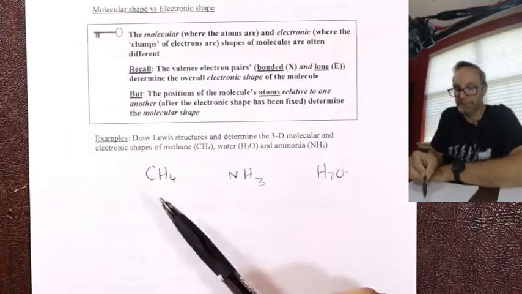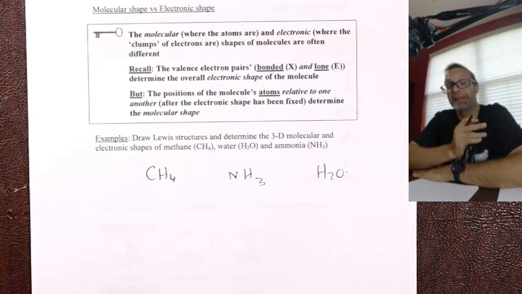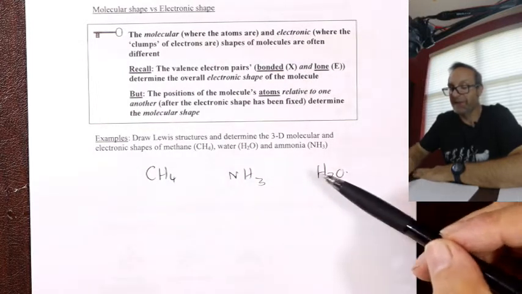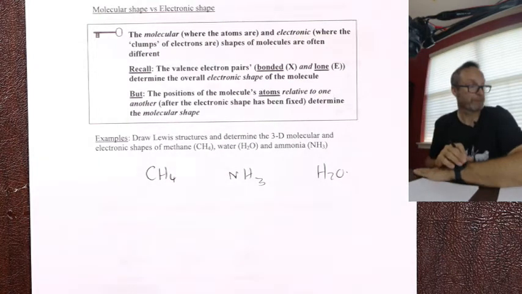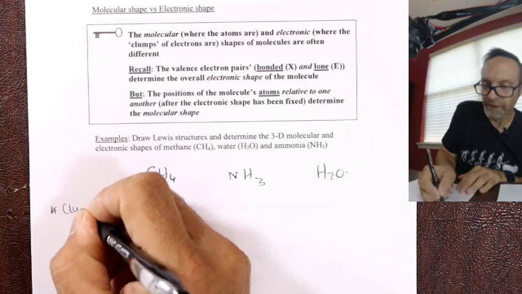We're gonna look at three molecules. Each of them has exactly the same electronic shape because four clumps, right? However, as we go down the line here, the number of lone pairs increases, so that changes what we call the molecular shape. Okay, so number of clumps.